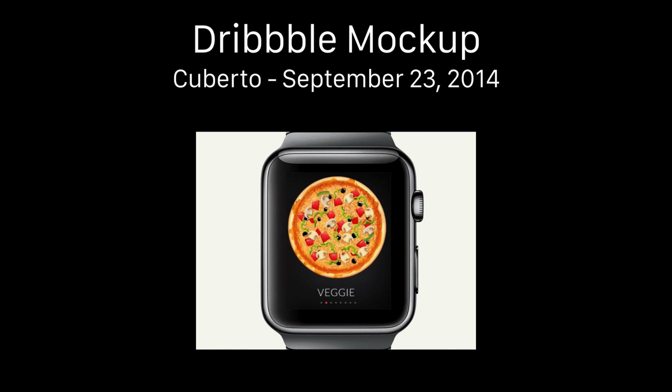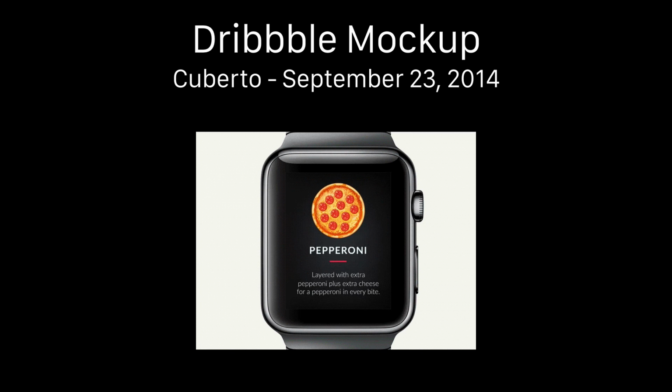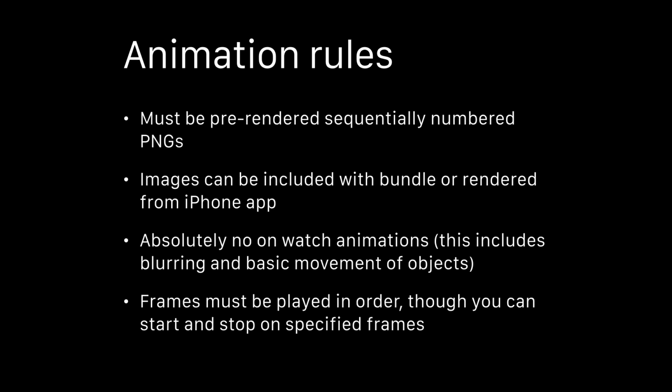Not possible. I don't know how much you guys have read about the animation stuff, but it all has to be pre-rendered. Pre-rendered sequential numbered PNGs. Images can be included with the bundle, or they can be rendered from the iPhone app and then passed over to the watch. There's absolutely no on-watch animation, no animation done in code. This includes blurring and basic movement. You can't do it. Frames must be placed in order, though you can start and stop on specified images if you prefer. So you don't have to start on one and end at your last image. You can start in the middle and stop whenever you need to.